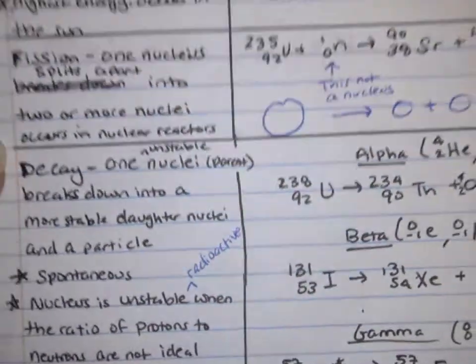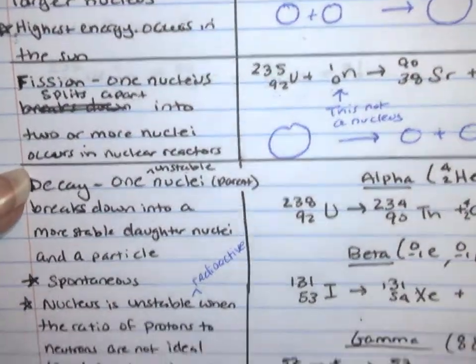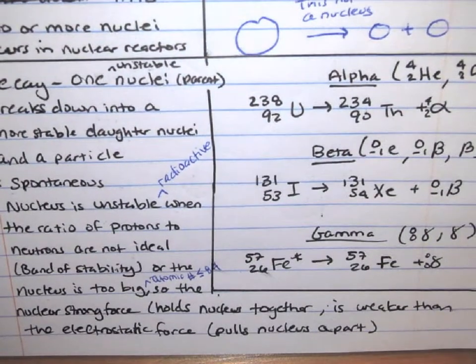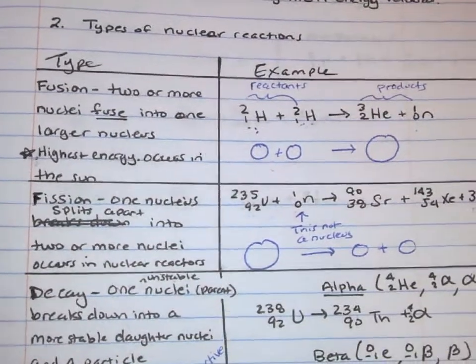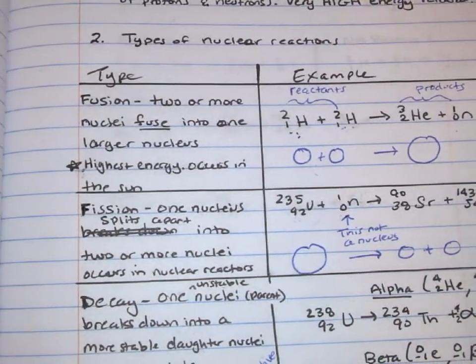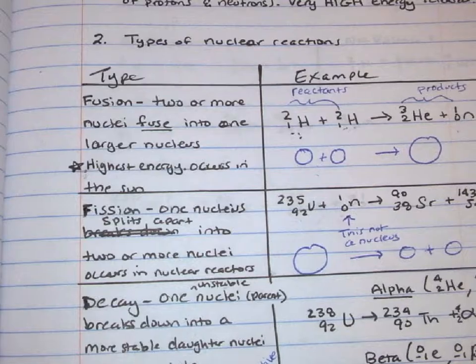Okay, so that is it for these notes. If you need more time to copy the information down, I'm going to give you a moment to copy the decay information down, followed by the nuclear stability information.